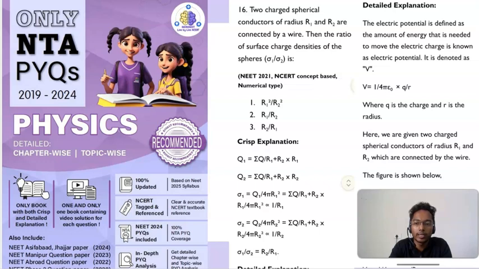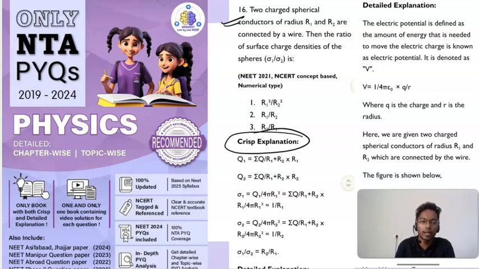And see, this is the NTA PYQs published by Memoneet, which is from 2019 to 2024 only. You can see how it is designed: this is the question here, and you can see the Krebs solution, Krebs explanation, and the detailed explanation. Krebs explanation is for those who commit a minor mistake.